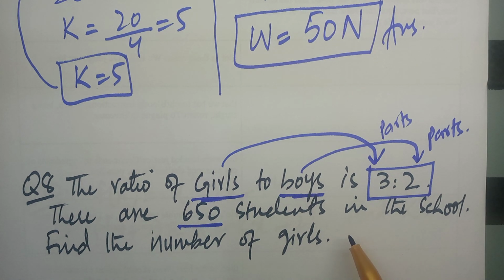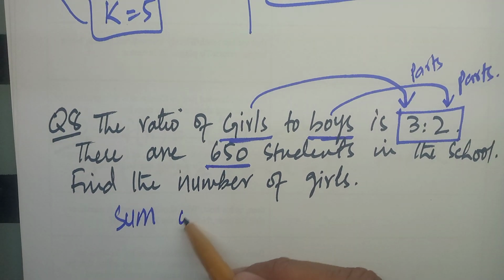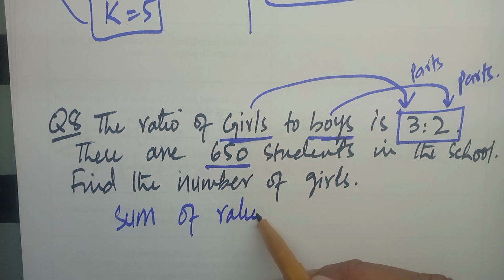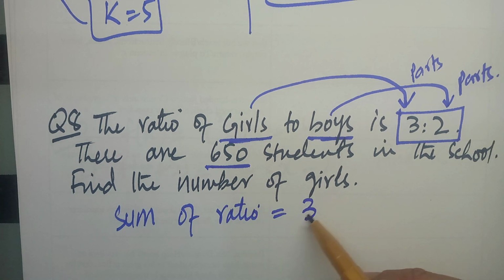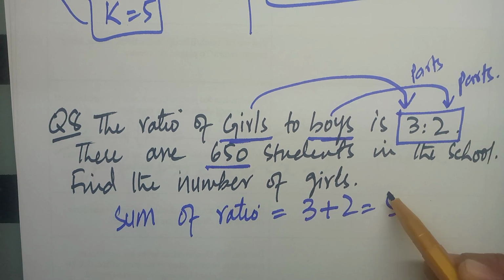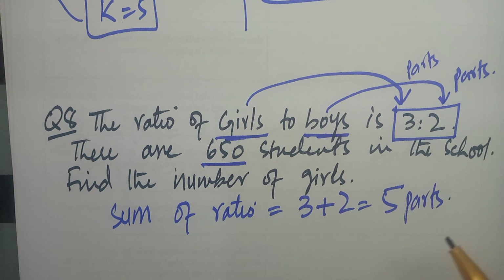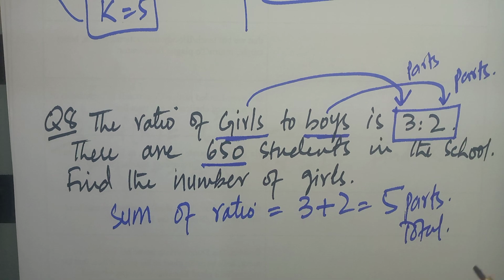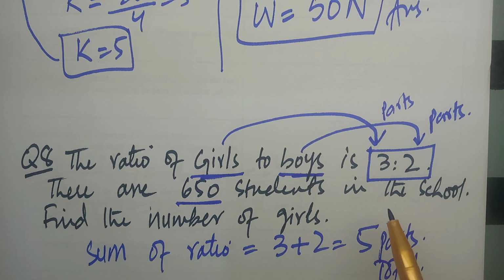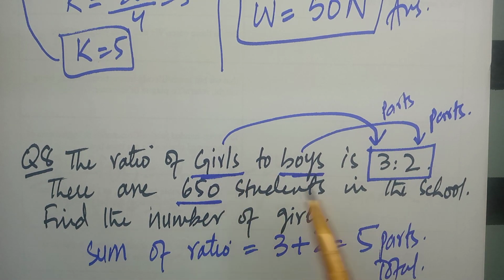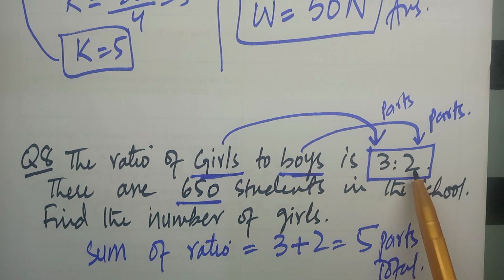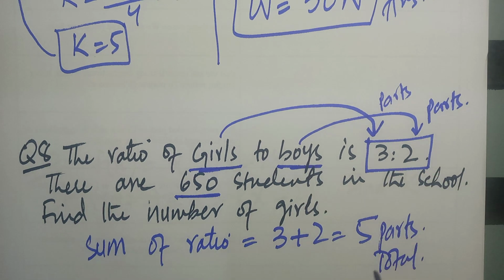So to find the number of girls in the school, first of all we need to find the sum of the ratio. The sum of the ratio is 3 plus 2, which equals 5. So it means we have 5 parts in total, and according to the given condition, girls have 3 parts and boys have 2 parts out of the 5 parts.